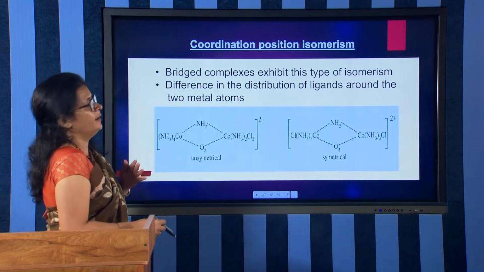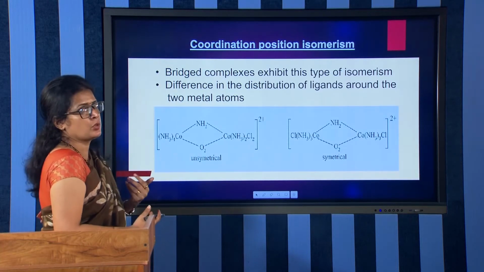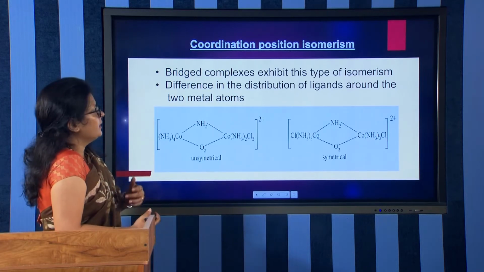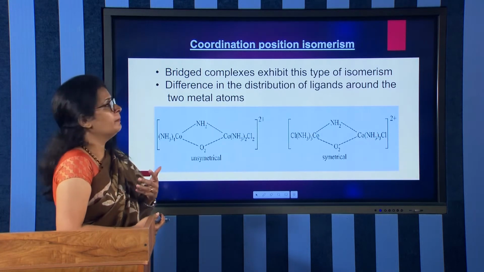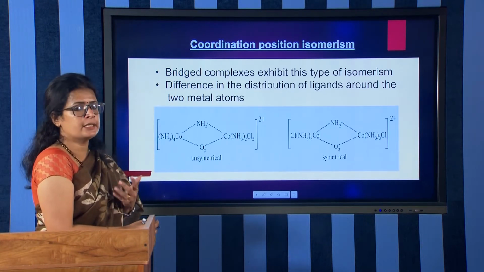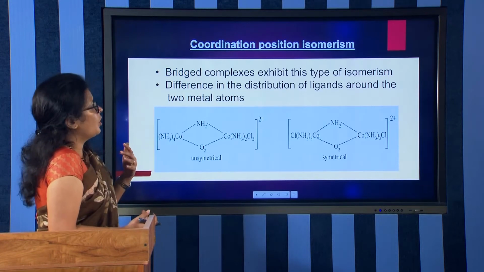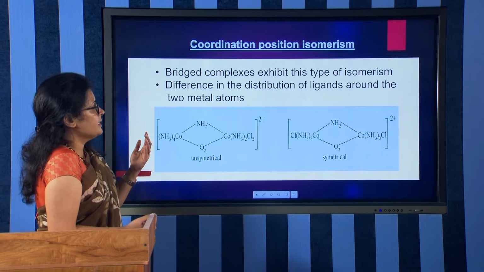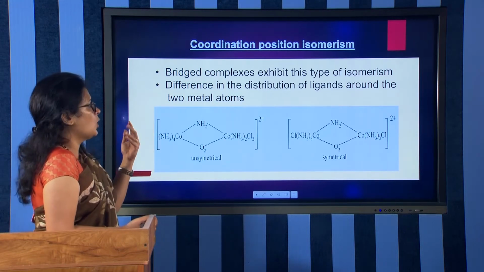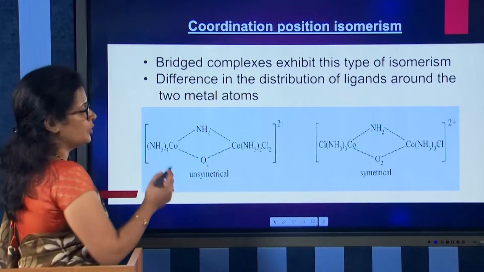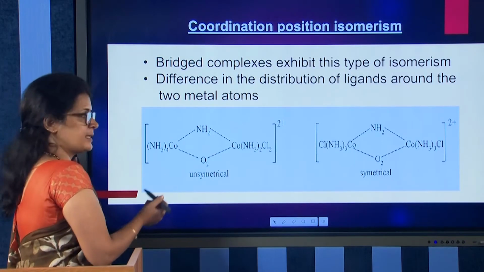And now, the last type of structural isomerism, that is coordination position isomerism. This isomerism is shown by the bridged complexes. We have already discussed bridged complexes and the nomenclature. Here the bridged complexes exhibit this type of isomerism, and the difference is the distribution of ligands around the two metal atoms. See, two types of bridged complexes are shown here.